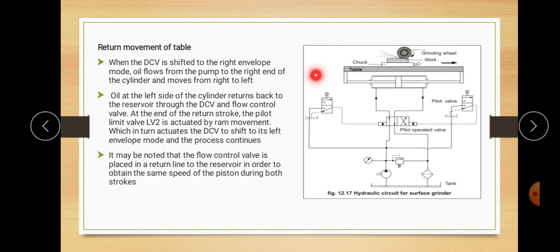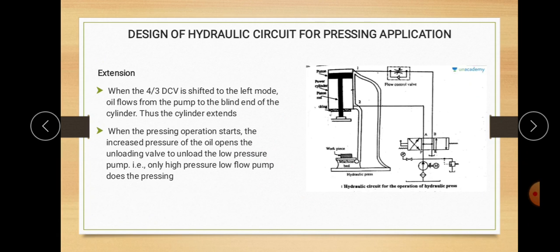This is a linear motion, linear reciprocation, where a grinding wheel is fixed and the tool post and the table are actuated forward, backward, forward, backward. This is the simple concept. So next we are seeing the hydraulic circuit of a pressing machine. So this is also a simple method which is carried out.